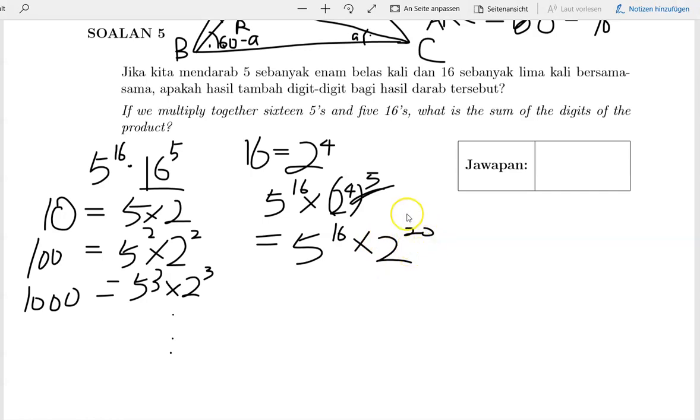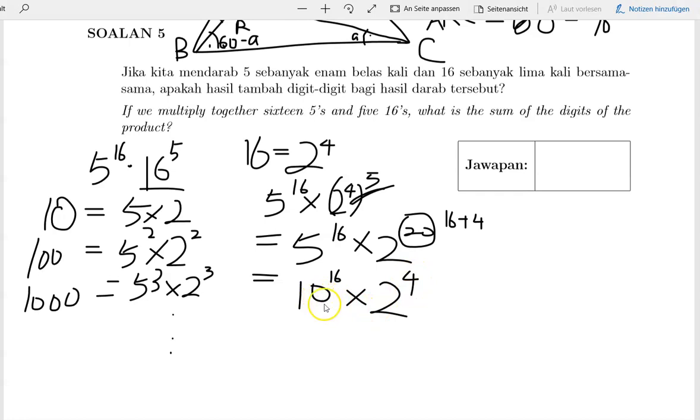And then here you can break this down. You can break this 20 down into 16 and 4. 16 to merge with 5, and then this 4 as a standalone, which is now we have 10 to the power of 16 times 2 to the power of 4.